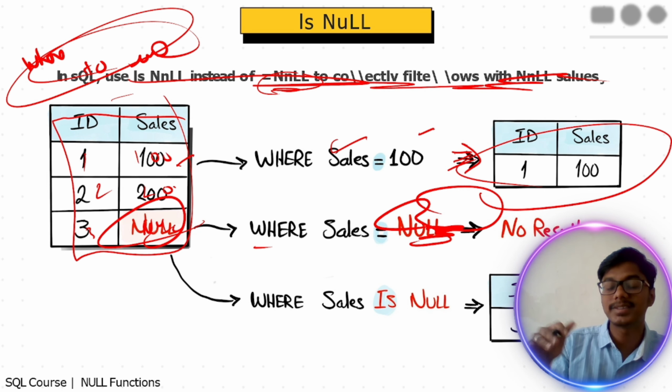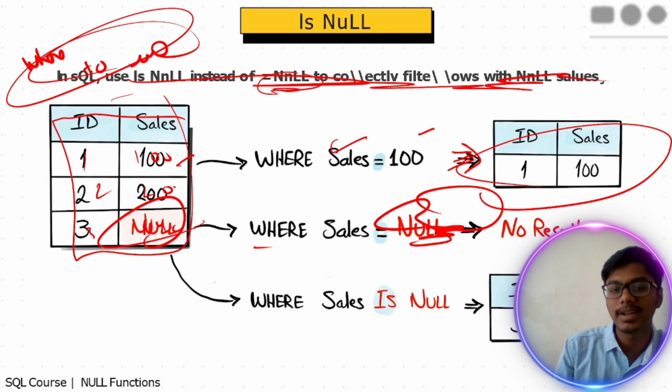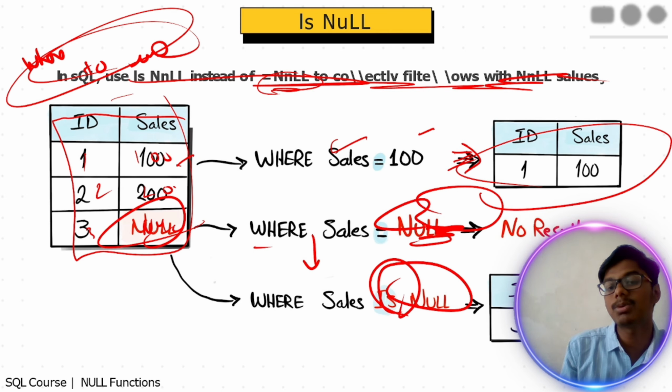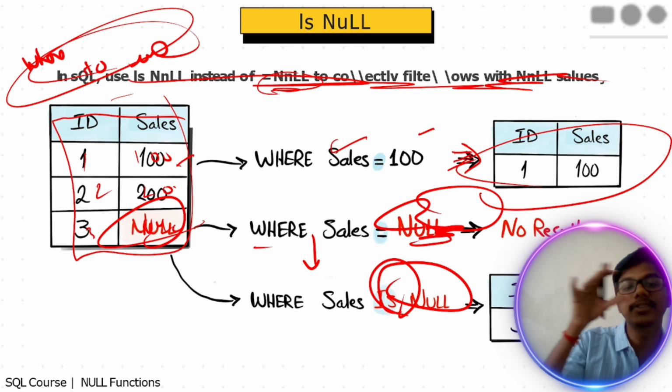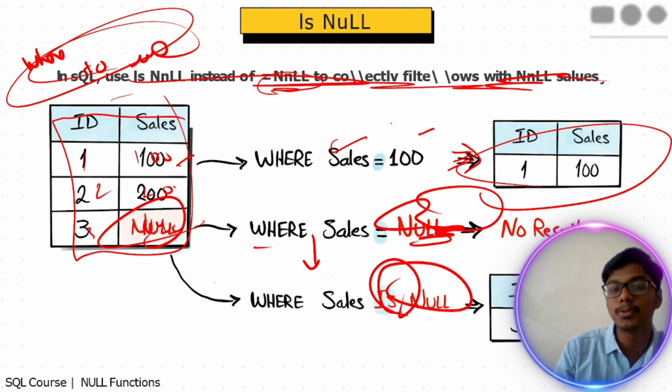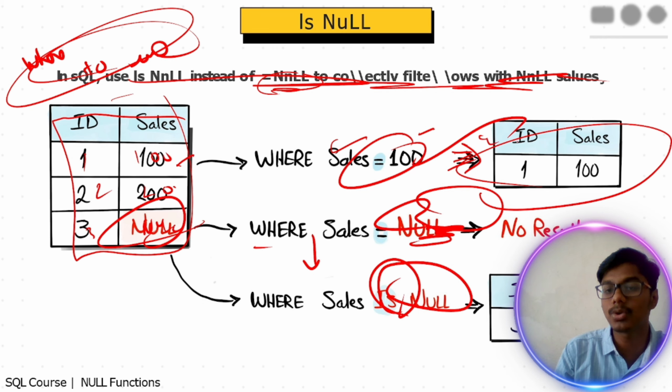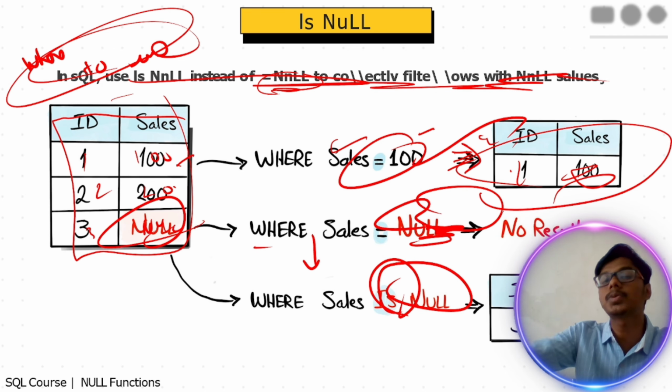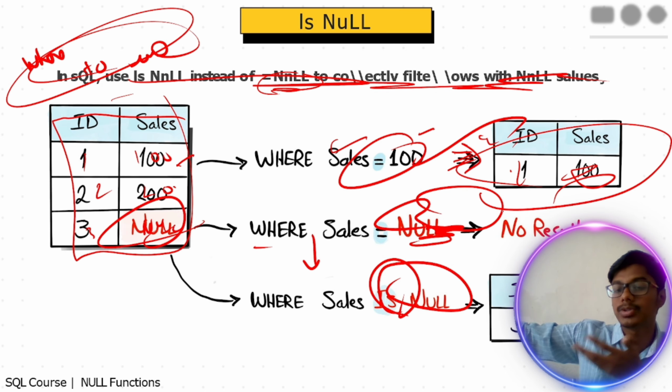For that we have the solution: you can use where sales is null. Only ISNULL is to be used in filtering rows. If you put sales equal to 100, you can easily extract the row where the sales is 100, get the output, and deliver it to the manager, business analyst, whatever it may be.